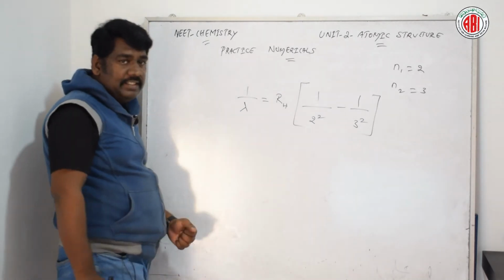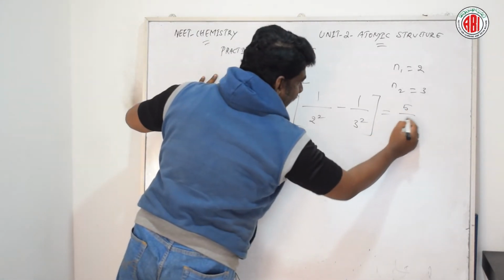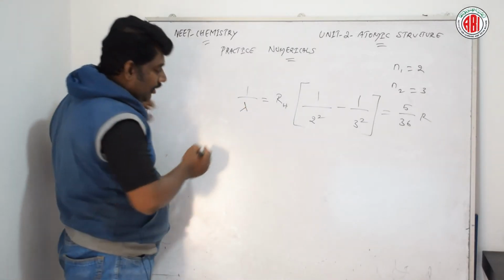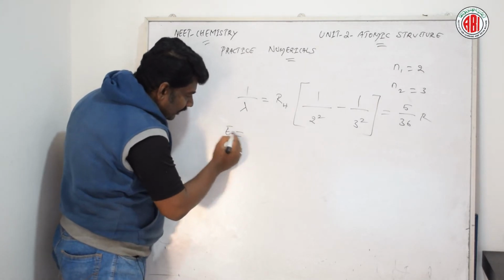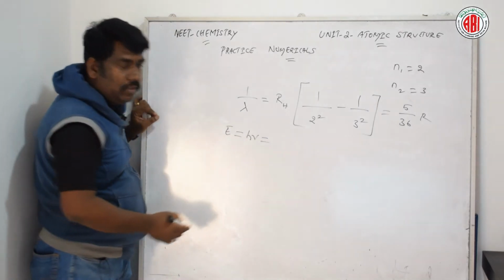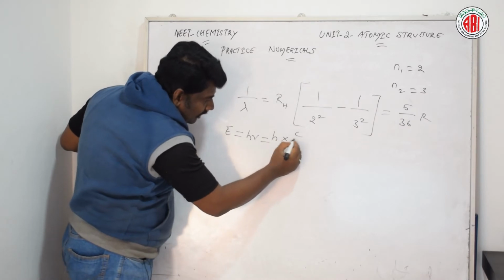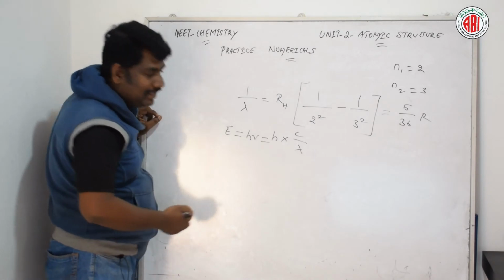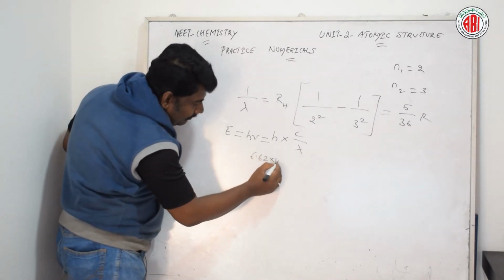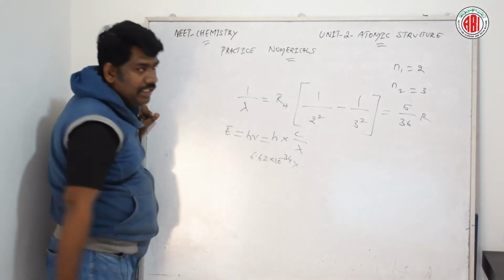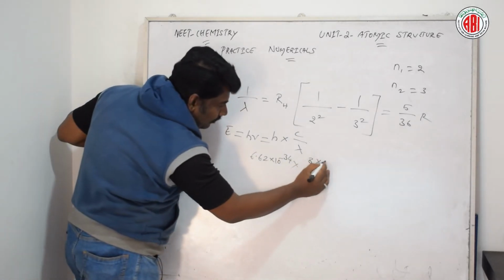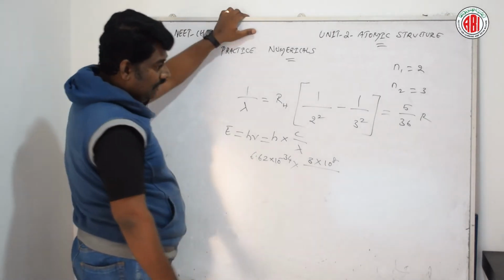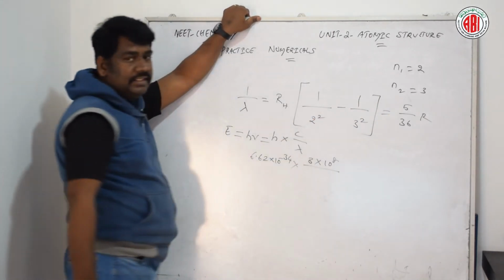Okay. Simplifying this, we could get that 5 by 36 R value. Now using the energy formula, E is equal to h nu, that is equal to h into C by lambda, and applying the values given in the formula: h value, that is Planck's constant, 6.62 into 10 to the power of minus 34, into C value, that is the speed of light, 3 into 10 to the power of 8, by lambda value, that is, we have got it here, 5 by 36.